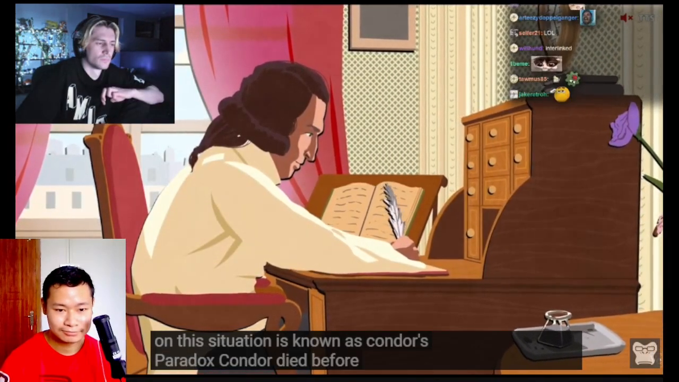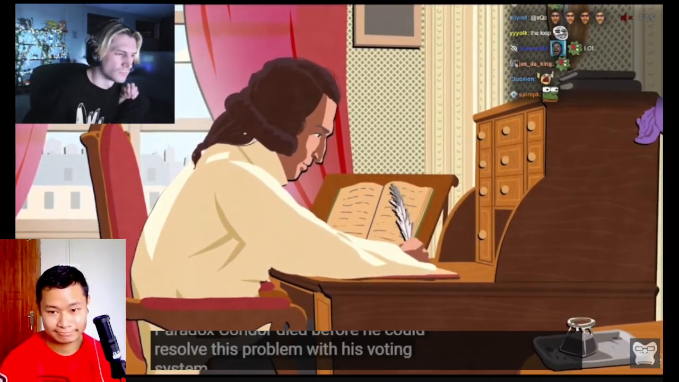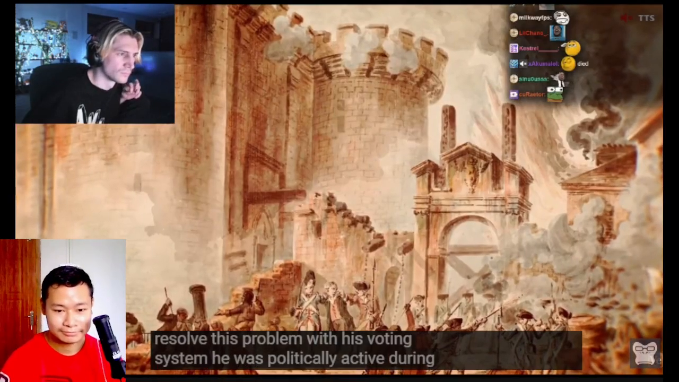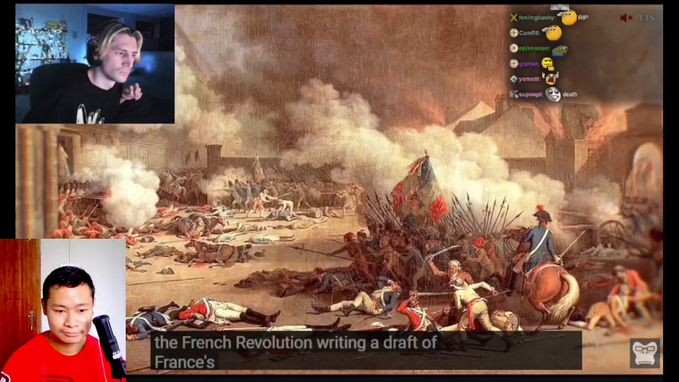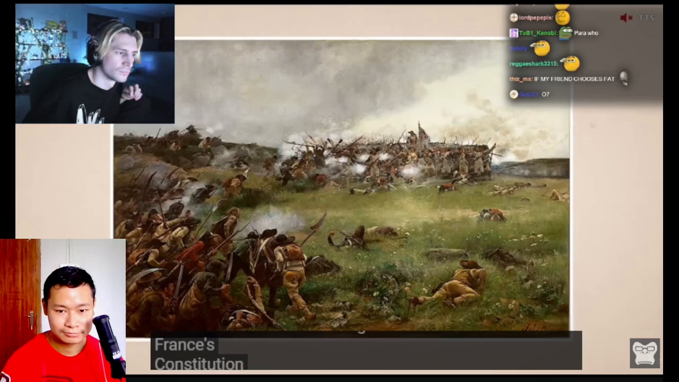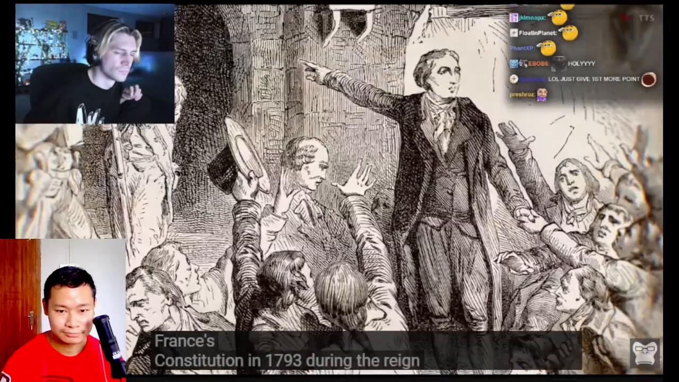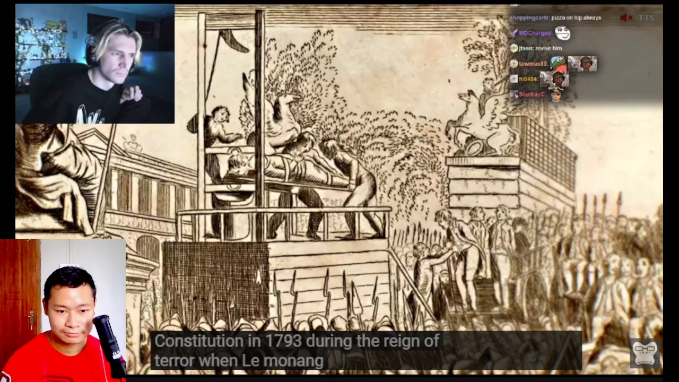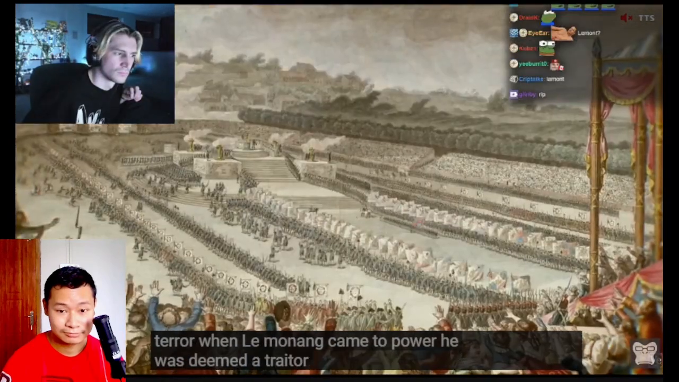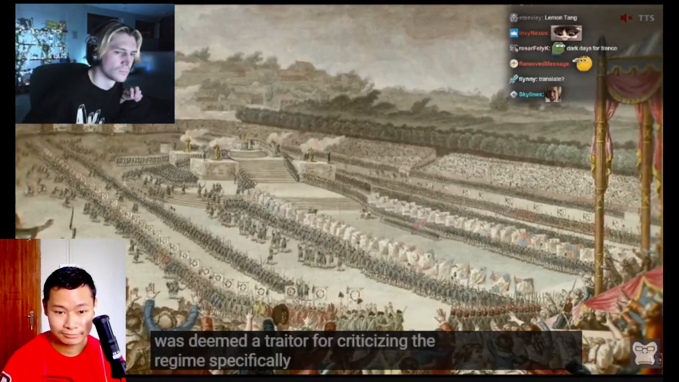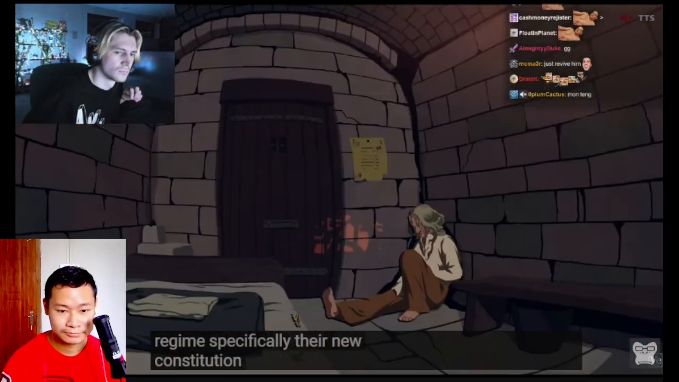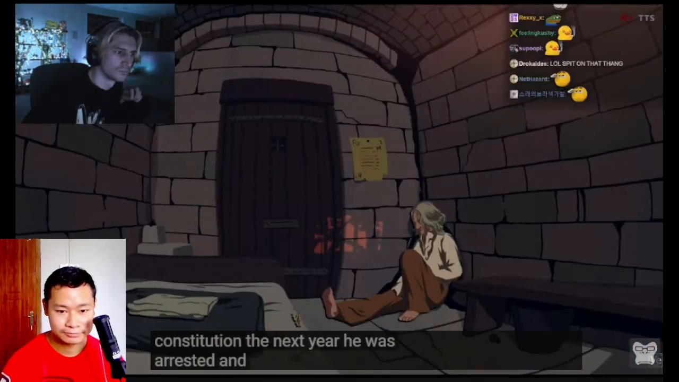Condorcet died before he could resolve this problem with his voting system. He was politically active during the French Revolution, writing a draft of France's constitution. In 1793, during the Reign of Terror, when the Montagnards came to power, he was deemed a traitor for criticizing the regime, specifically their new constitution. In the next year, he was arrested and died in jail.